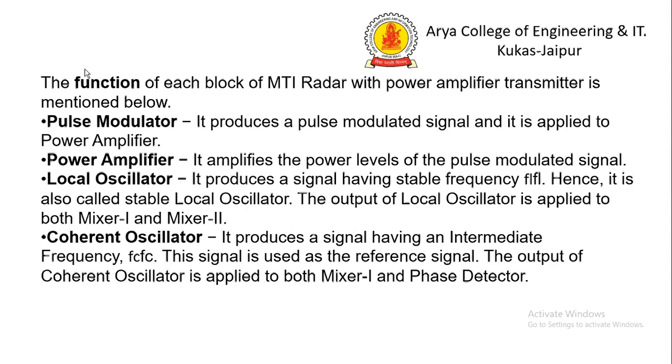Local oscillator: it produces a signal having a stable frequency, hence it is also called a stable local oscillator. The output of the local oscillator is applied to both mixer 1 and mixer 2. Coherent oscillator: it produces a signal having an intermediate frequency. The signal is used as the reference signal. The output of the coherent oscillator is applied to both mixer 1 and phase detector.